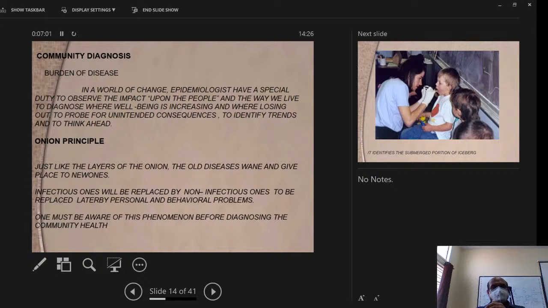Coming to community diagnosis, the burden of the disease. In a world of change, epidemiologists have a special duty to observe the impact upon the people and the way of life, to diagnose where well-being is increasing and where people are losing out, to probe for unintended consequences, to identify trends and to think ahead.